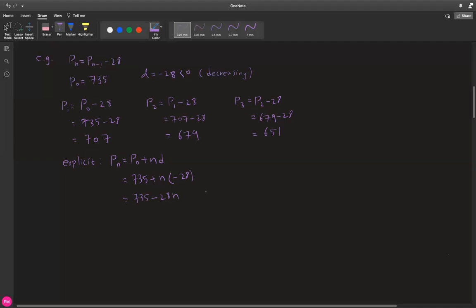And using this, you can simply find one of the larger numbers as well, like P sub 26, let's say. That should be 735 minus 28 multiplied by 26, and that should just give you 7.